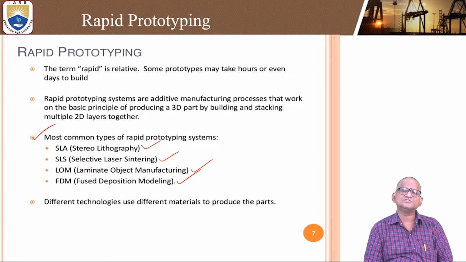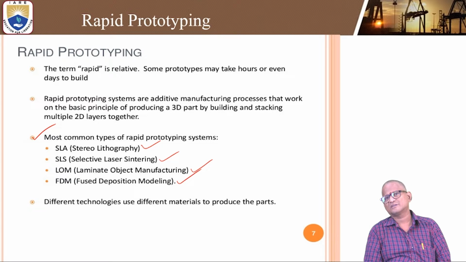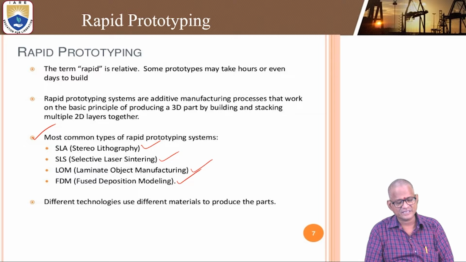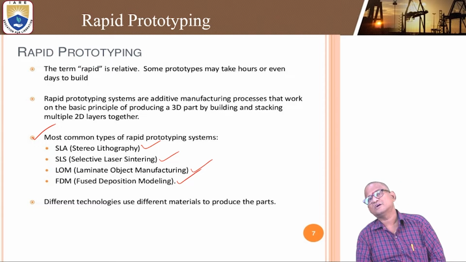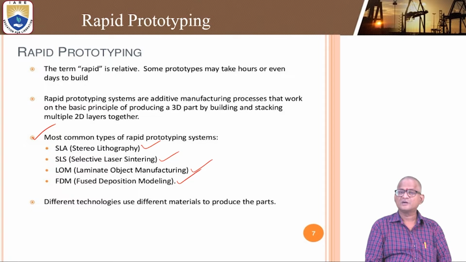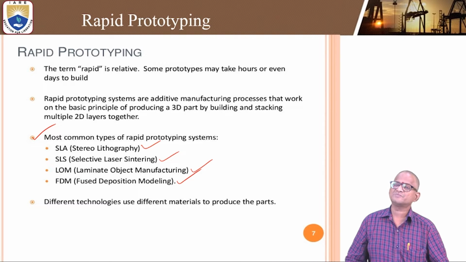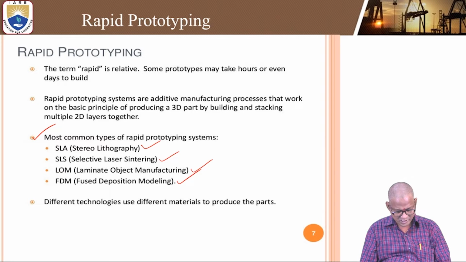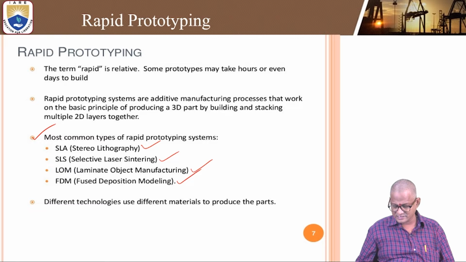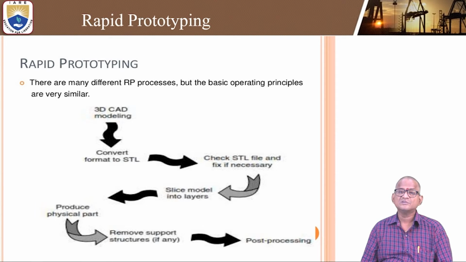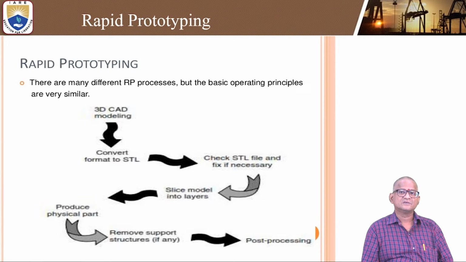Now the most widely used technique is the FDM process, which 3D printing commonly uses. Once again, different technologies can use different materials to produce the parts, either commodity parts or medical parts. Any type of part can be made by this rapid prototyping or 3D printing technique. Now let us see one by one how rapid prototyping works in principle.